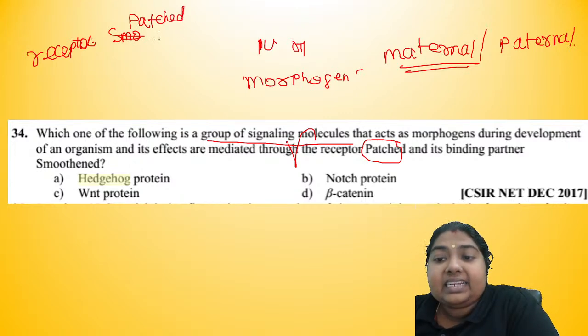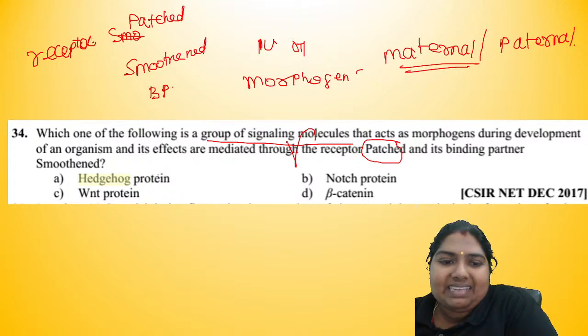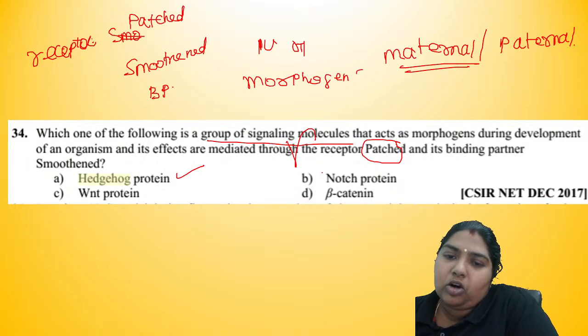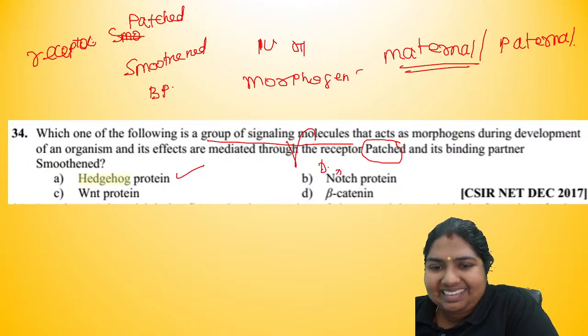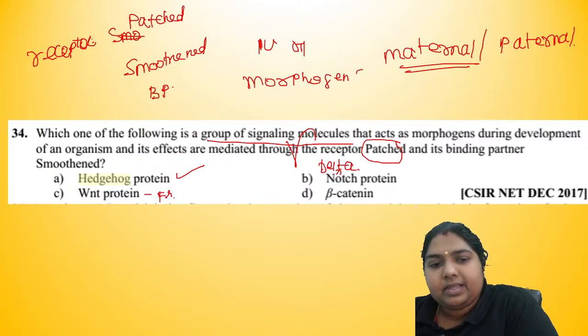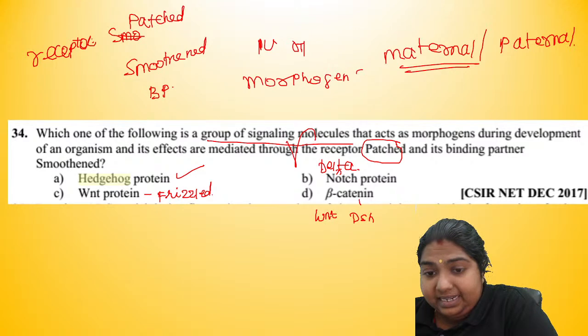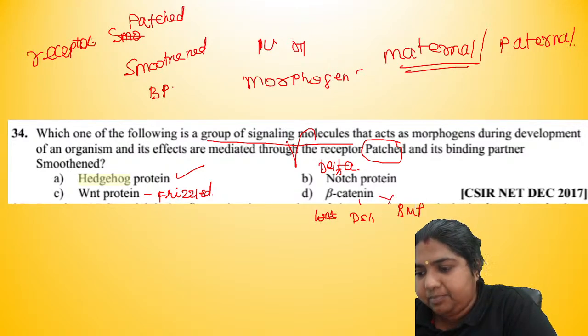And then it is going to have Smooth as a binding partner. Patched means it is Hedgehog. What about Notch? Notch is Delta. Wnt is Frizzled. Beta-catenin, Dsh will bind. On this side, Wnt also will bind your BMP inhibitor, which is going to inhibit this BMP.